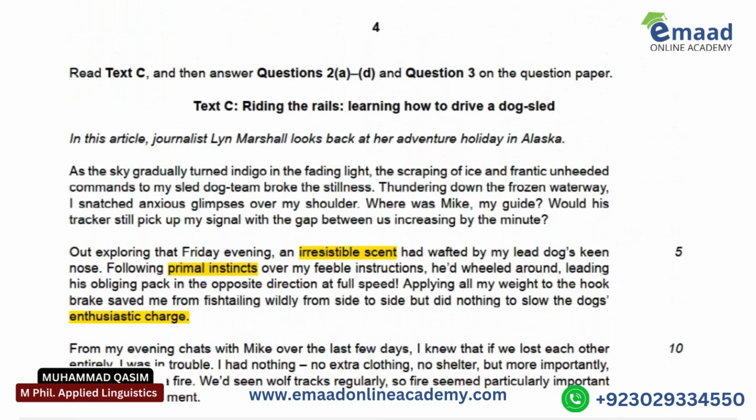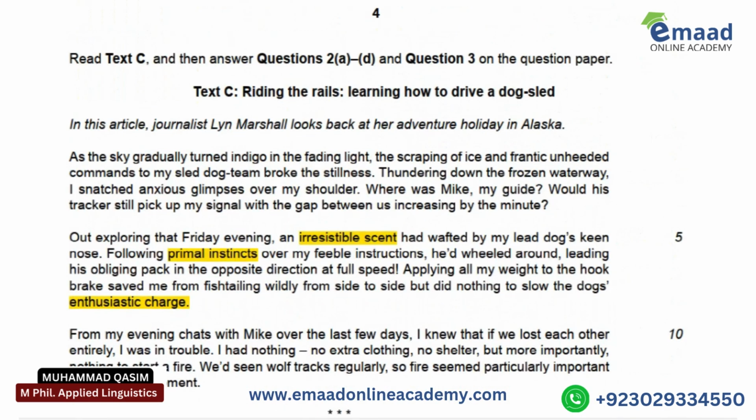So here is text C. Text C will be around 500 to 650 words long in your paper according to the Cambridge syllabus file. You will read text C and answer question 2 A to D components, and then question number 3 is also based on this reading text. So this reading text is very important. It's going to help you for 50 marks, 25 marks for question number 2 and 25 marks for question number 3 in total. So in this video I am going to solve for you only question number 2. In the next video we will discuss question number 3, but both are based on the same reading text.